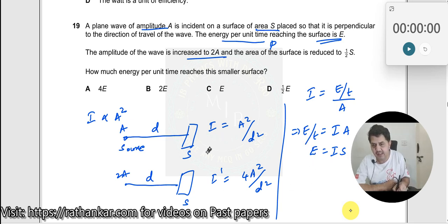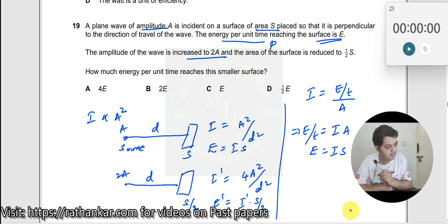So for the first surface, I can write E is equal to I into S. In the second surface, this was seen to be reduced to S by 2. So E dash is equal to I dash into S by 2. We have written everything, but what is it that he is asking? He is asking you what is this E dash in terms of E. That's what has been asked.